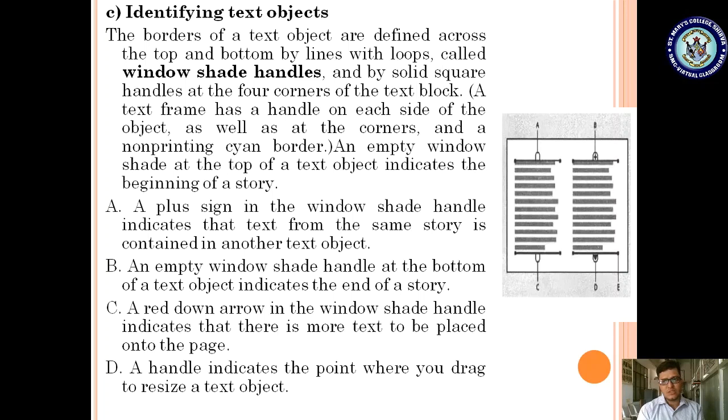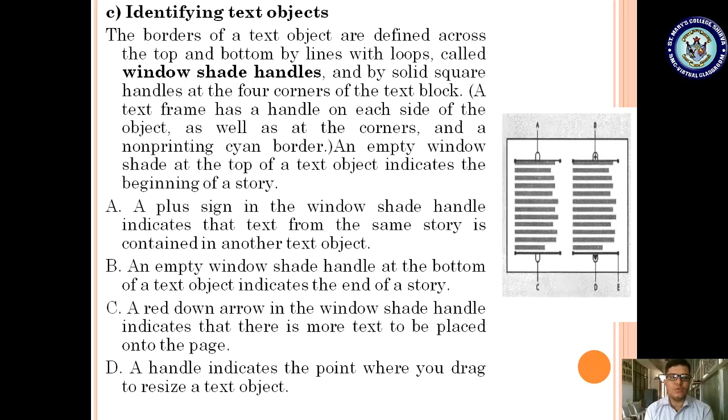So it consists of a solid square. Here the square exists. If you want to resize any text, you just click on this and drag it. Then your text object will be resized. There is also a corner and a non-printing border.